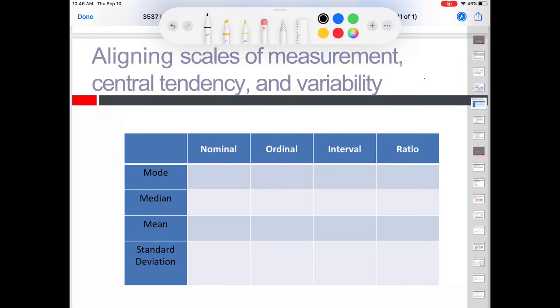So for our nominal type of data, we are going to calculate mode. For ordinal type of data, we're going to calculate mode. For interval, we can calculate mode, and ratio. And remember, interval and ratio is all scale in SPSS.